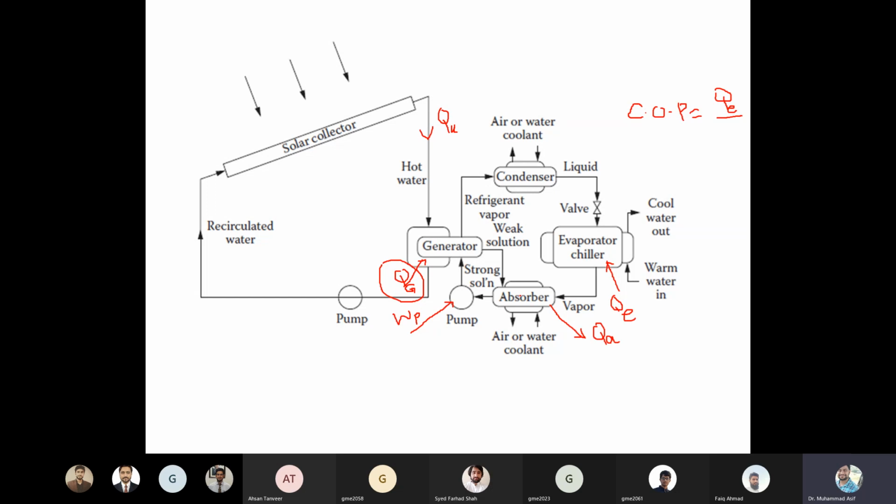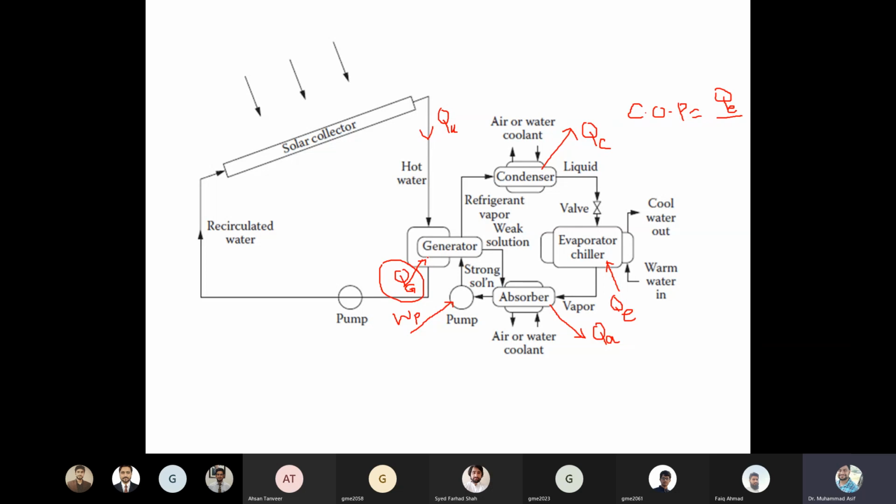So if the heat is released, then the temperature inside the absorber will be high. So we need to remove that heat in order to make the absorption process efficient. So we should have some certain arrangement, whether air or water coolant, so that the heat released during the exothermic process should be removed and the absorption process becomes efficient, right? So this is one of the heat rejections in the absorber, and similarly the heat rejection in the condenser, right?